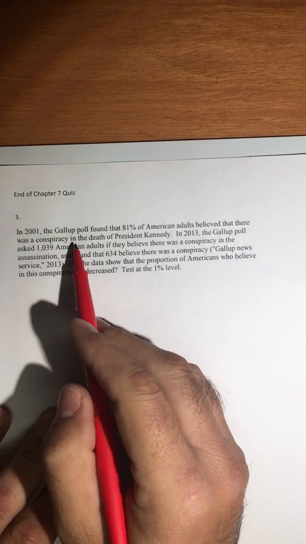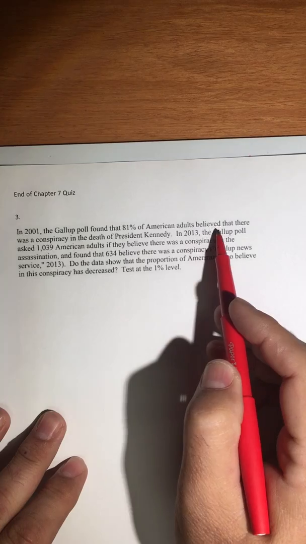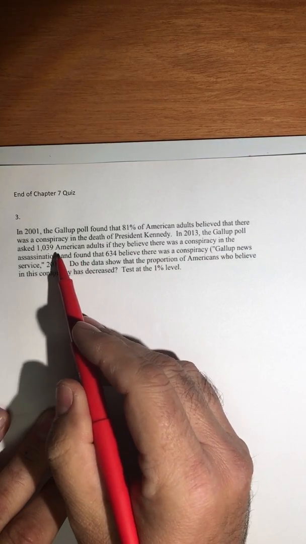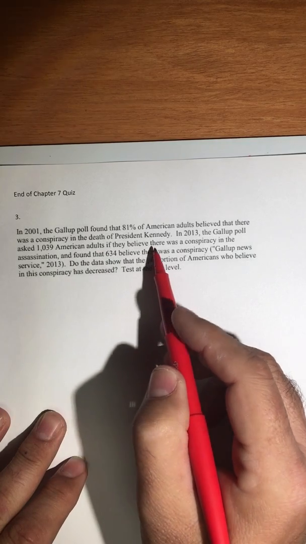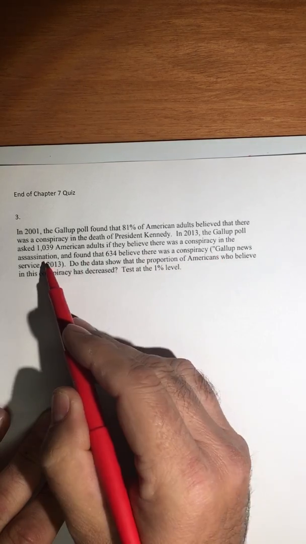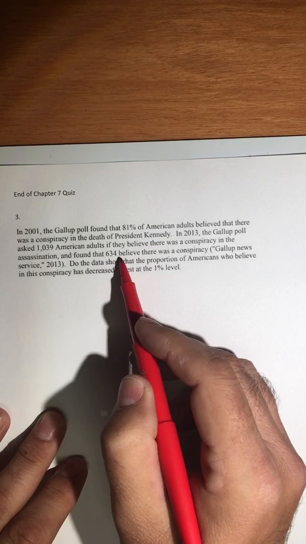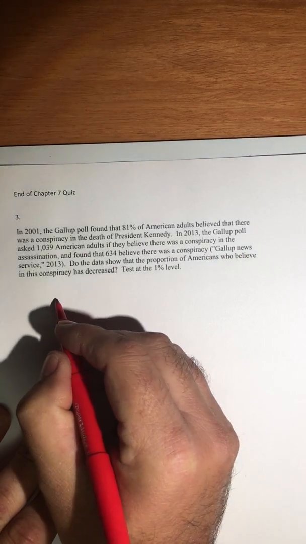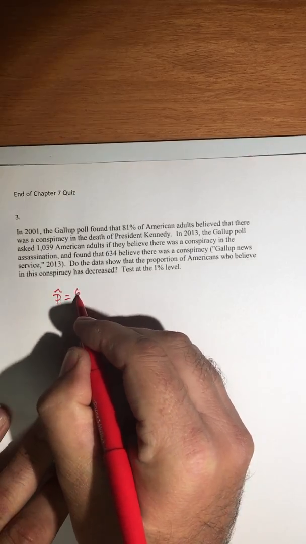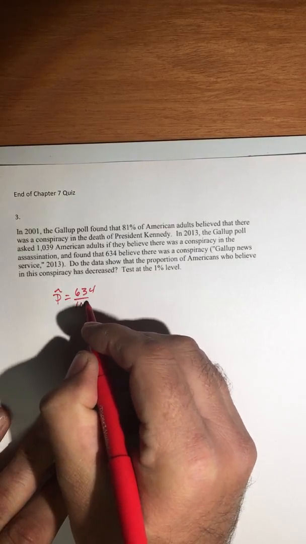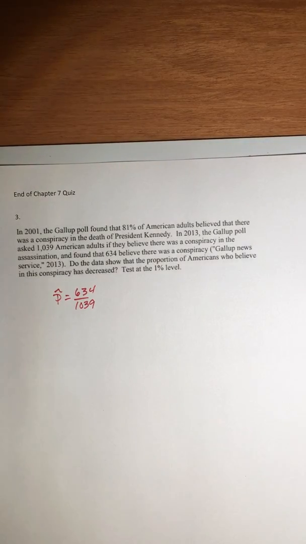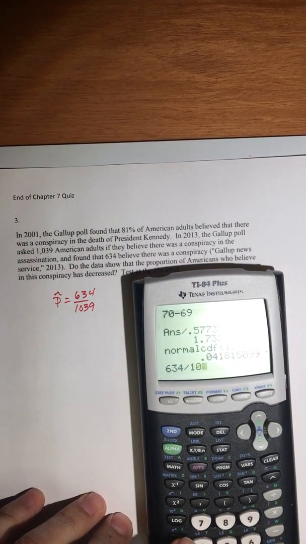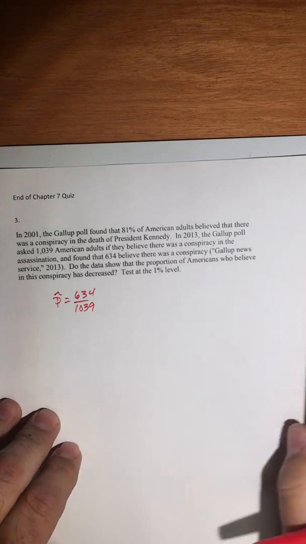So in 2001, the Gallup poll found that 81% of Americans believe that there was a conspiracy in the death of President Kennedy. In 2013, the Gallup poll asked 1,039 American adults if they believed that there was a conspiracy in the assassination, and they found that 634 said that they believed that there was a conspiracy. So what do we have? We've got p-hat equal to 634 out of 1,039, and that is 61%.